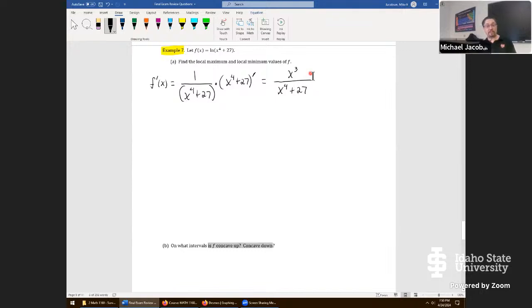So we are going to have to differentiate that again, and it's going to be a quotient rule next. However, for the moment, we are setting this equal to 0 because we're looking for critical numbers.